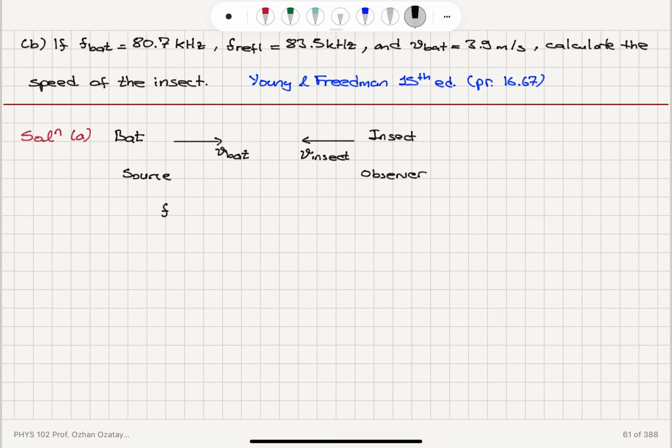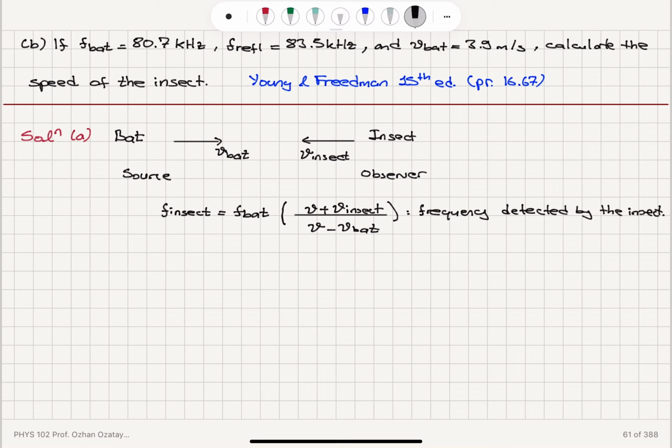So the frequency detected by the insect, f insect, will be the frequency generated by the bat multiplied by this scenario. We have the Doppler shift. The frequency should increase as v plus v observer, v plus v insect, divided by v minus v source, v minus v bat. So that's the scenario. Observer and source are moving towards each other. This is the frequency detected by the insect.